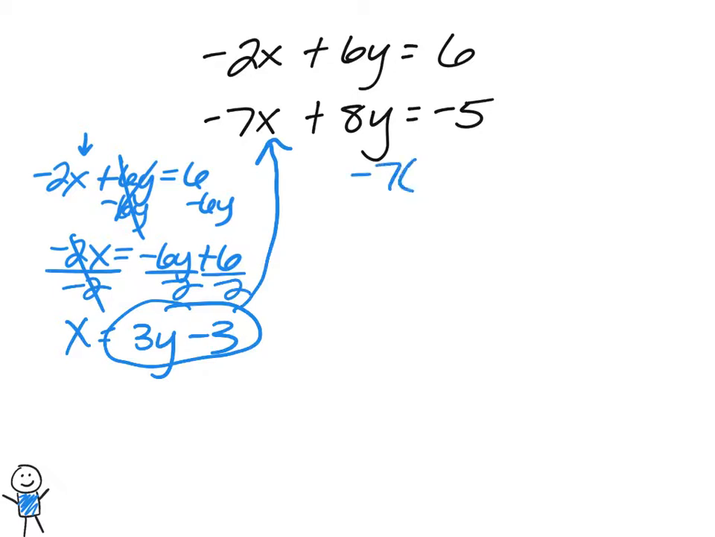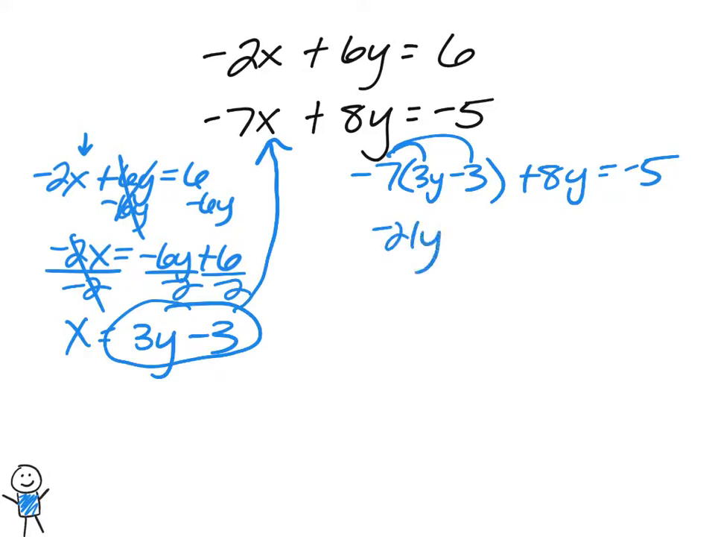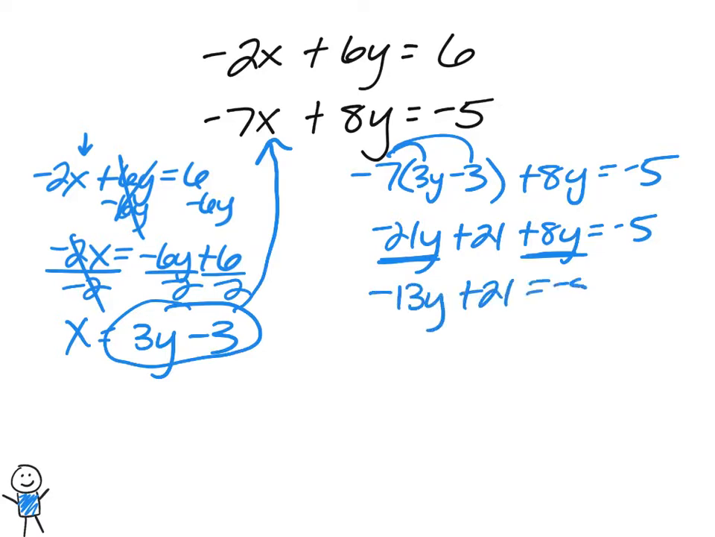This would be negative 7 times x plus 8y equals negative 5. But in place of the x, I'm going to plug in 3y minus 3. Let's solve it. Distribute. Negative 7 times 3 is negative 21y. Negative 7 times negative 3 is a positive 21. Bring down the plus 8y equals negative 5. We're going to combine some like terms. Negative 21y plus 8y is negative 13y. I'm going to bring down the plus 21 and bring down the negative 5.